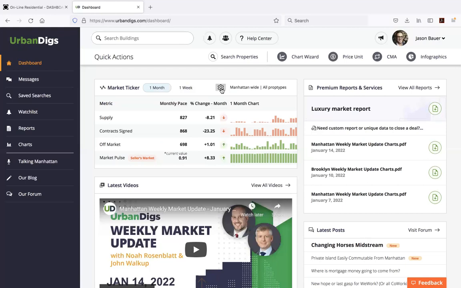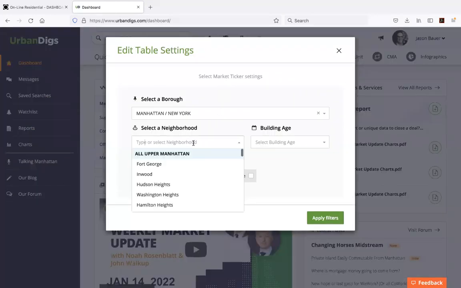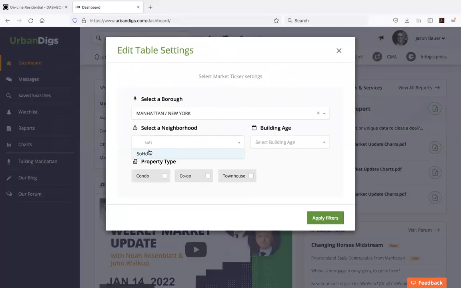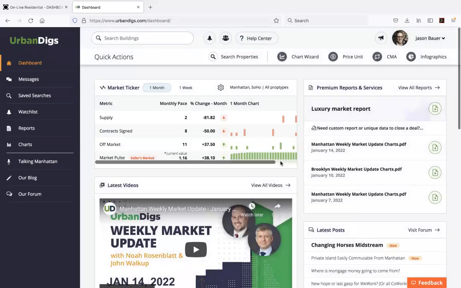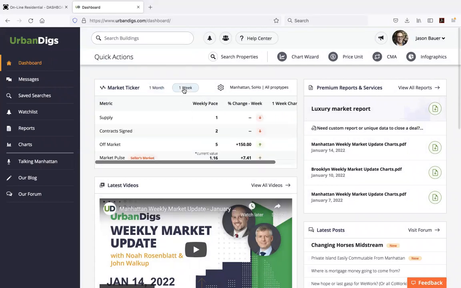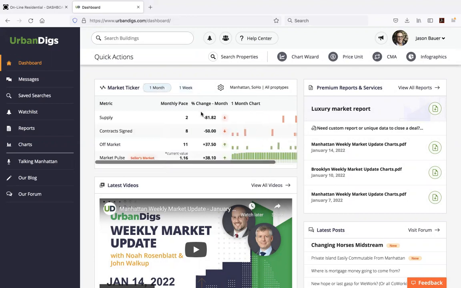And again, we can always change this. So if you're working with someone in a certain area, let's say we're looking in Soho, we can just look at what's happening in Soho. 2 apartments came on the market this month in Soho, pretty low, 1 this week. 8 contracts were signed. So that means there are 4 times as many properties going into contract than are coming on the market. This is important because it gives you a sense of the resupply rate and what's happening with the market. In this case, it's a seller's market in Soho.